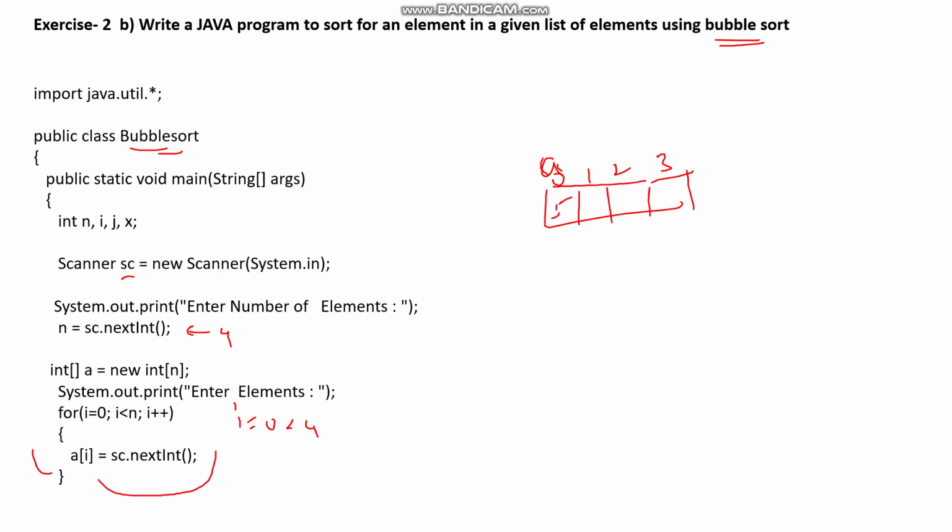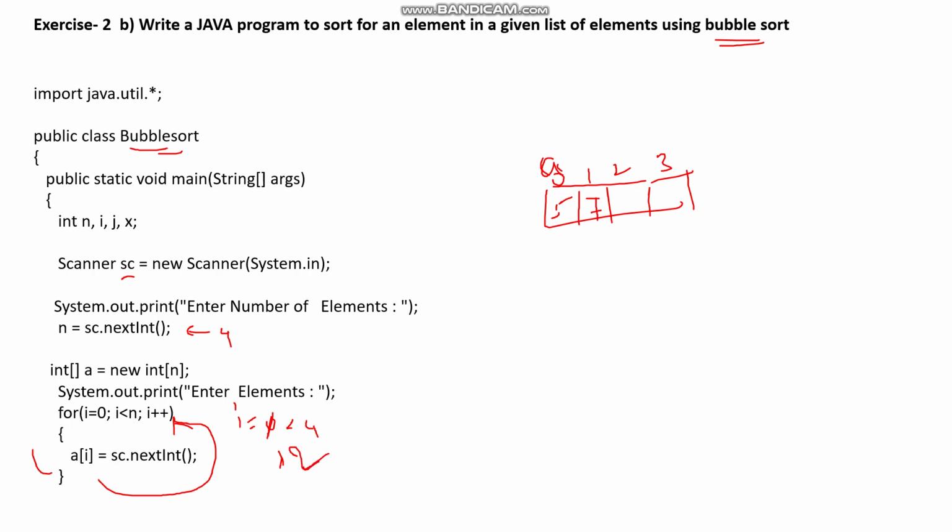After that, increment the i value. Now the i value becomes 1. Take this condition: 1 is less than 4. The condition is true. Again, the body will be executed. a of i equals sc.nextInt. Assume I give the value as 7. The 7 will be stored in the a of 1 place. After that, increment the i value. Now the i value becomes 2.